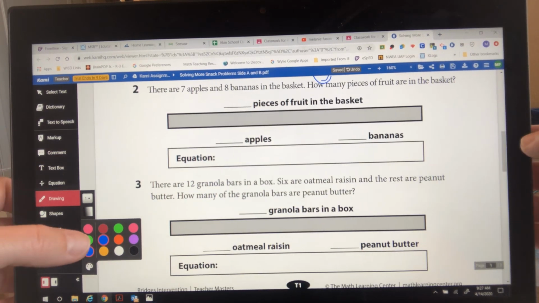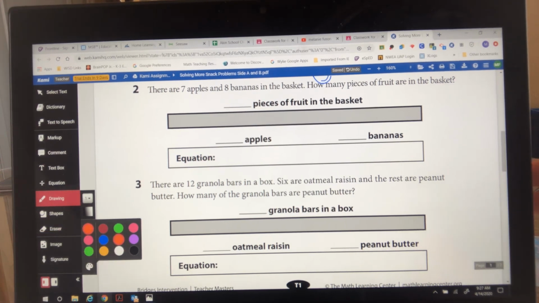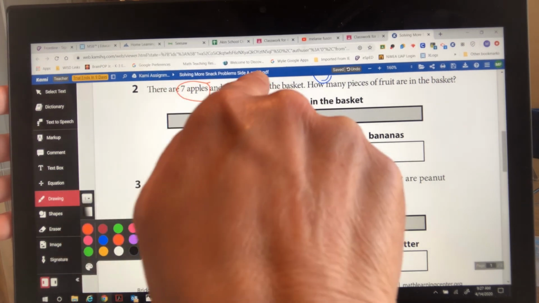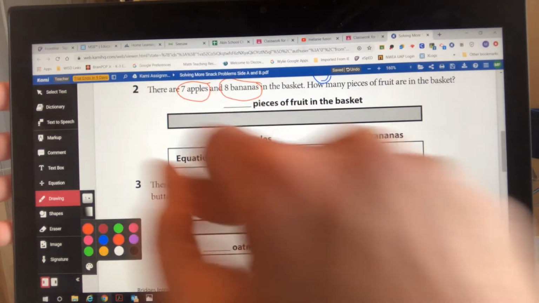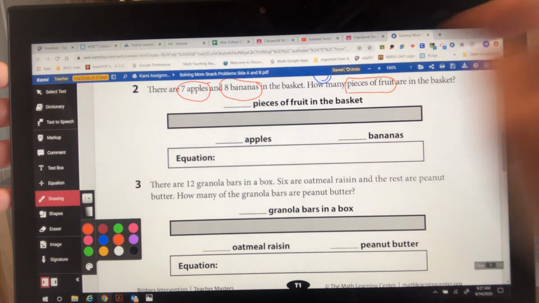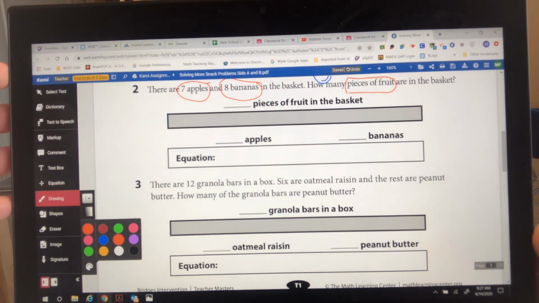All right, let's look at number 2. Number 2 says there are 7 apples and 8 bananas in the basket. How many pieces of fruit are in the basket?